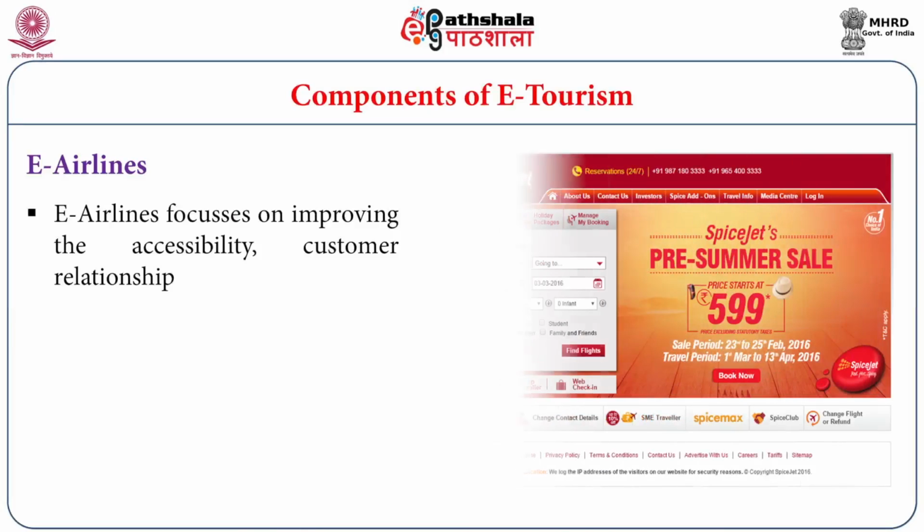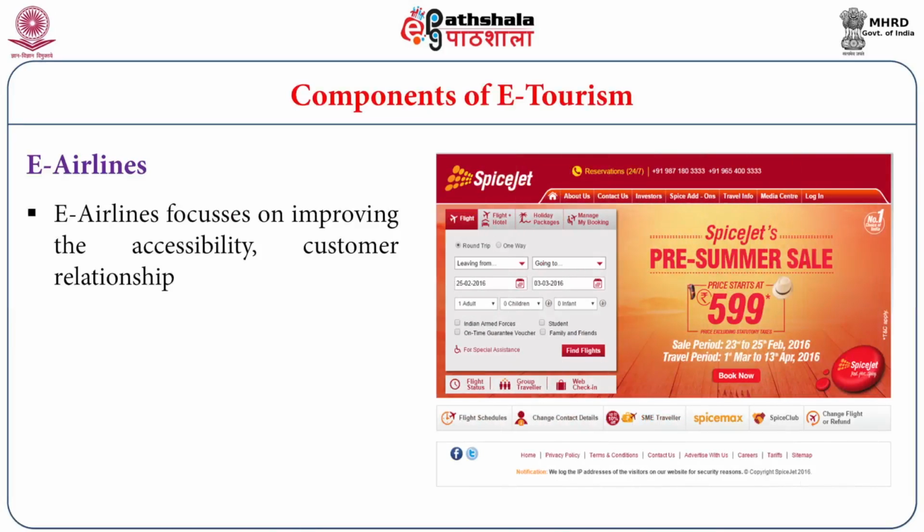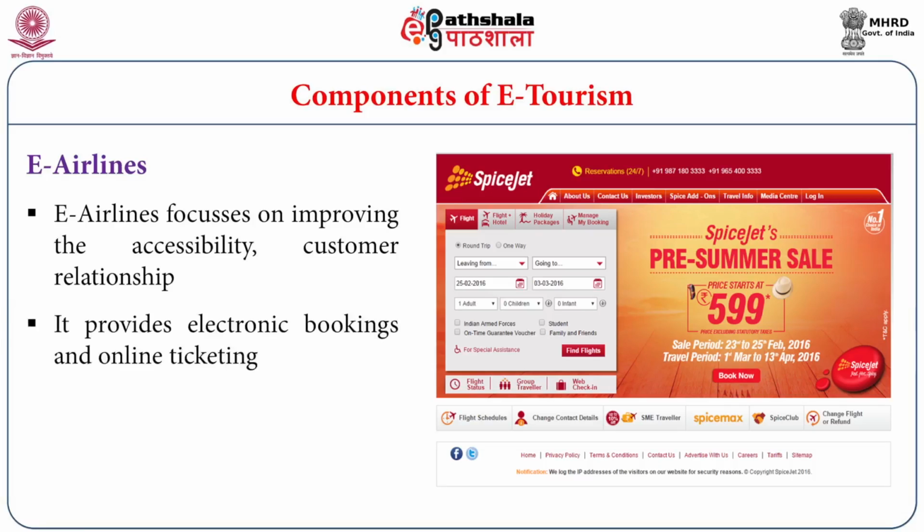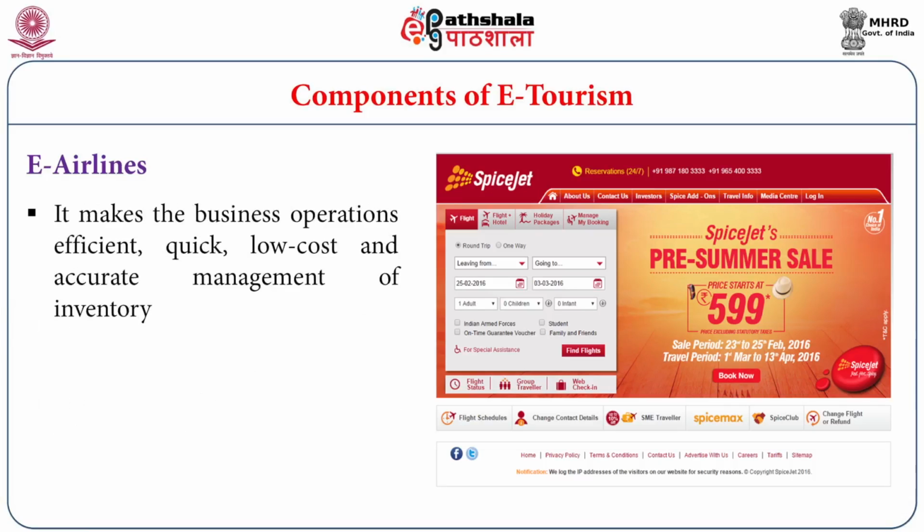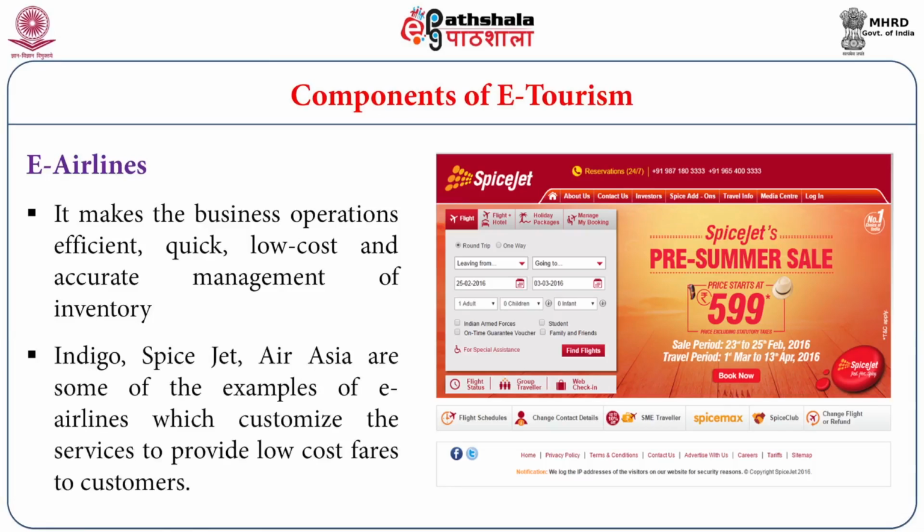E-airlines. E-airlines focuses on improving the accessibility and customer relationship. It provides electronic bookings and online ticketing. It also has e-auctions for last-minute deals to the customers. It makes the business operations efficient, quick, low cost and accurate management of inventory. Indigo, SpiceJet, AirAsia are some of the examples of e-airlines which customize the services to provide low cost fares to customers. The example screenshot you are seeing is of SpiceJet, which is an e-airlines website.